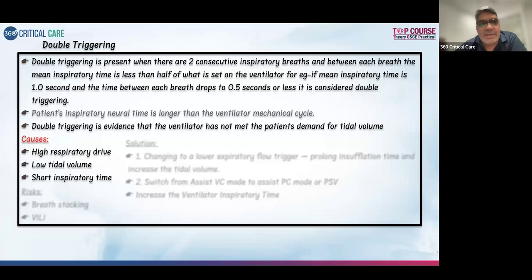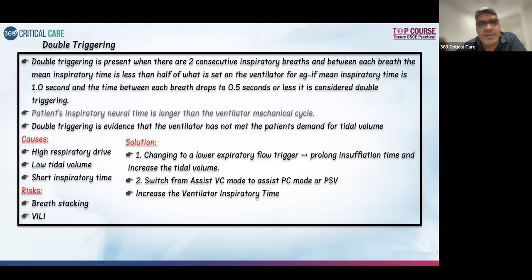Now, causes again: if the patient is febrile, having a high respiratory drive, he will be breathing faster. If you have set a low tidal volume and he requires more, then he will breathe more frequently. Or as I said, you have put a shorter inspiratory time compared to the neuronal time, and the patient has a longer inspiratory time requirement. It can lead to again breath stacking and ventilator-induced lung injury.